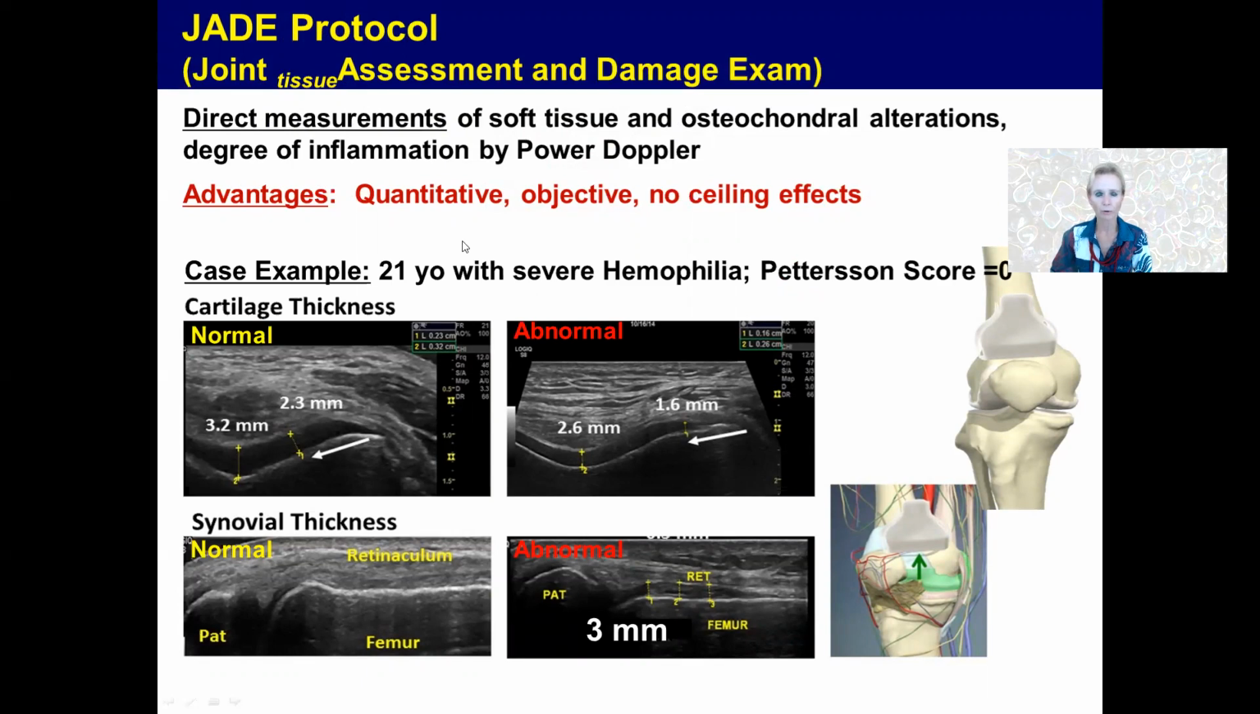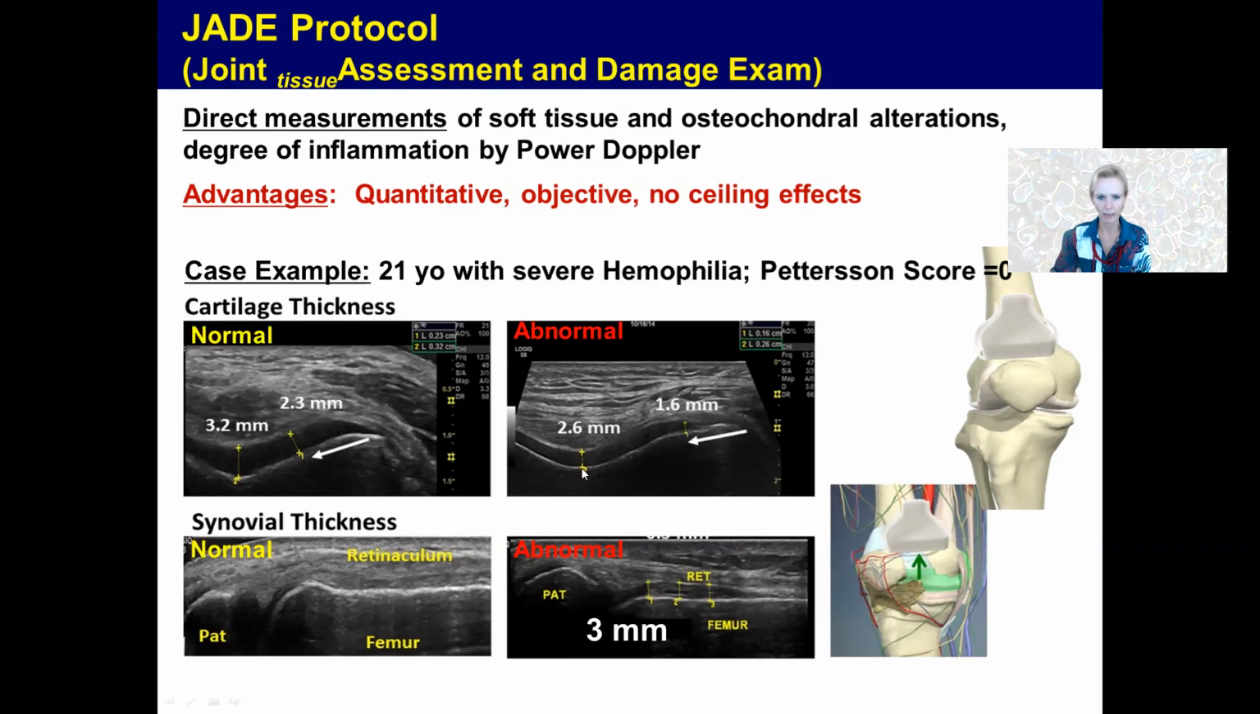In a 21-year-old with severe hemophilia, he has a Pedersen score of 0, so that tells us there's no osteochondral damage on the X-ray. But then we perform the ultrasound, and you see here to the left a normal ultrasound in a normal knee, and here to the right this patient's abnormal ultrasound. A couple of things stick out.